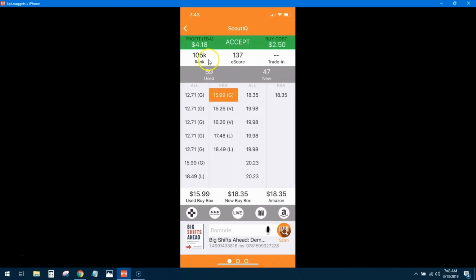59 used offers. So the used offers is increasing here over the last two ones. So that means more competition. But I'm confident that I can come in at $15.99, match that lowest offer, and go ahead and get that next sale with this kind of e-score and this kind of rank. The point of books like this is just to get it in and sell it, turn that $250 into $418 profit, and reinvest that money and get more books into Amazon.